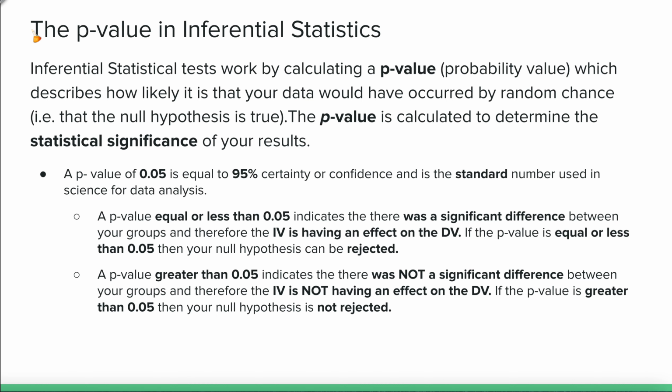If a p-value is greater than 0.05, that means that you don't meet the 95% certainty or confidence interval required in science. So this indicates that there was not a significant difference between your groups, and therefore the IV is not having an effect on the DV. If the p-value is greater than 0.05, then your null hypothesis is not rejected, or you failed to reject it.